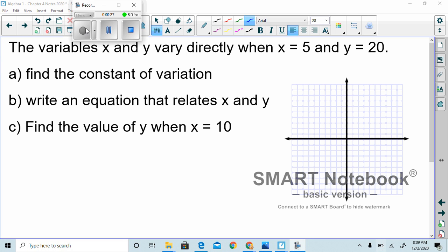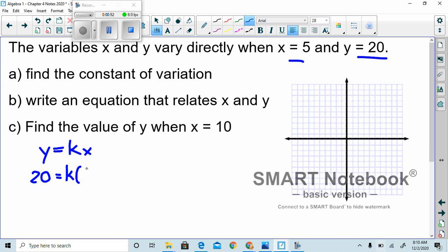They'll give us values of x and y that relate to each other, and they'll ask us to find the constant, write the equation, graph, and even evaluate. So let's see how that looks. My model again, y is equal to kx. They give me my value of x and y. Let's replace them into the model.